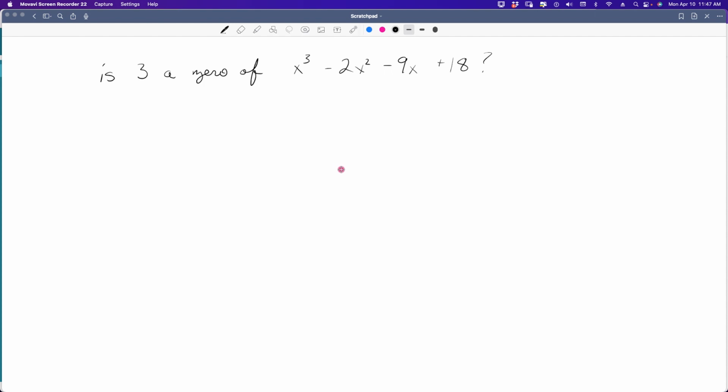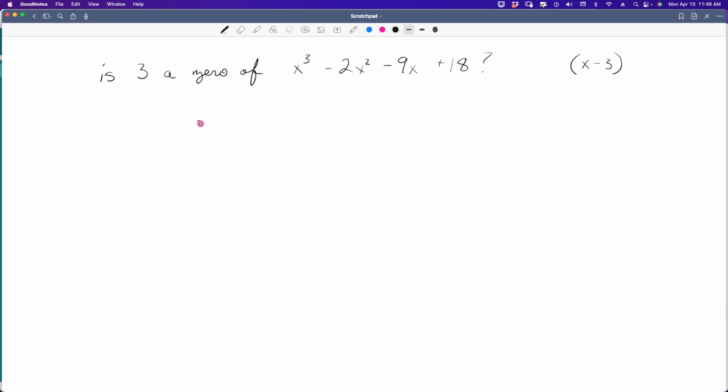All right, so here is one that I found. I looked a couple lessons ahead and I found a problem. It says, is 3 a 0 of x cubed minus 2x squared minus 9x plus 18? So we know the divisor here because this is a positive 3. Our divisor is going to be x minus 3 because if you set that equal to 0, x is equal to a positive 3. So it's always the opposite.